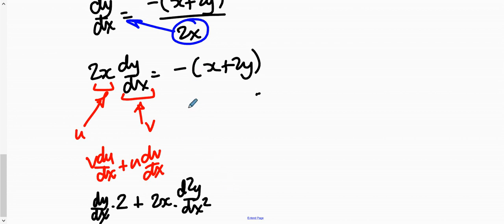And now I want to take the derivative of this, but it's probably easier to take the derivative of it after I've multiplied the negatives through. So I'm kind of reversing what I did earlier, just multiplying the negatives through. So the derivative of x is 1, so that's minus 1. And the derivative of 2y is 2 dy by dx.